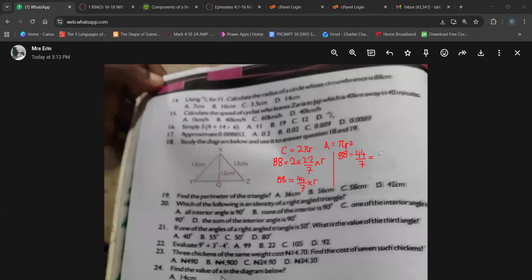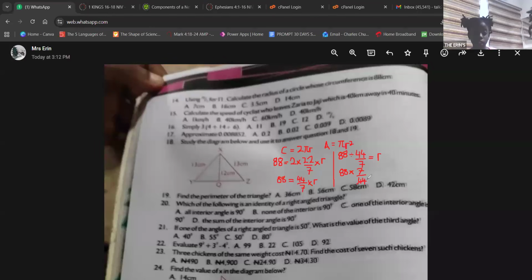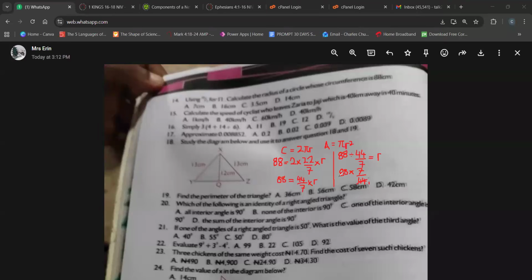Okay, so what do we do next? We are going to do 88 times 7/44. So we're going to divide. Thank you very much. 44 times what? 7 over what? 88 is 2. 2 times 7 is 14. Correct. I like that. That was quite easily done. The radius is 14 centimeters. Yes, I like that. So you can write it down in your book. 2 times 7 is 14.